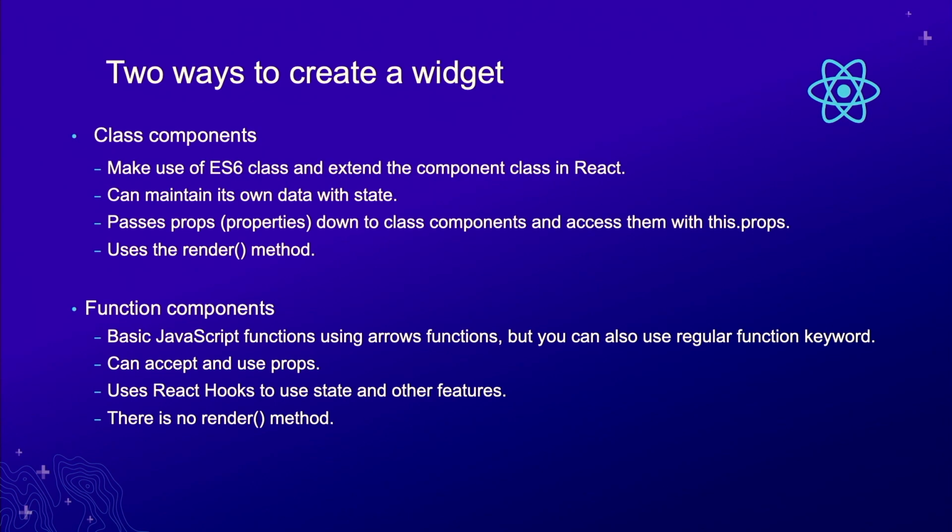The other way to create components slash widgets is through function components. These are basic JavaScript functions. They can access props, use state, and other features using React hooks. And importantly, there is no render method in a function component. So let's take a look at an example of how this works.